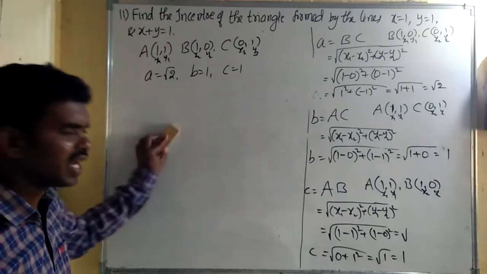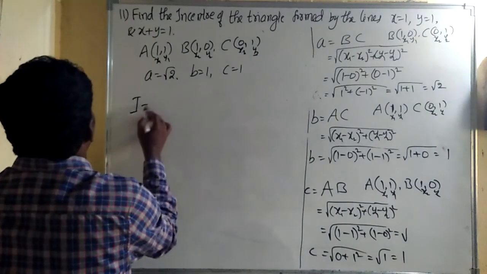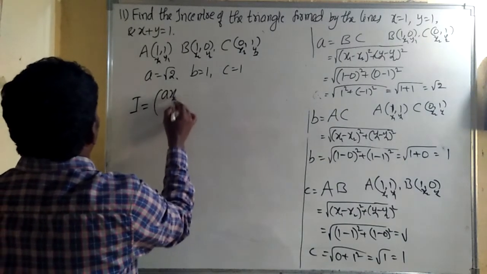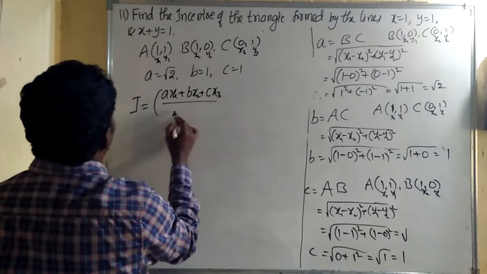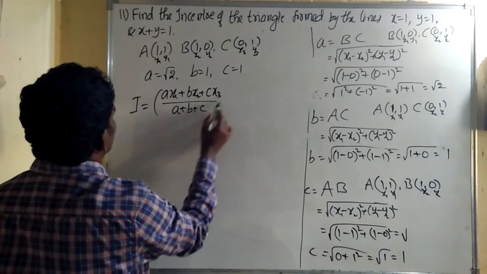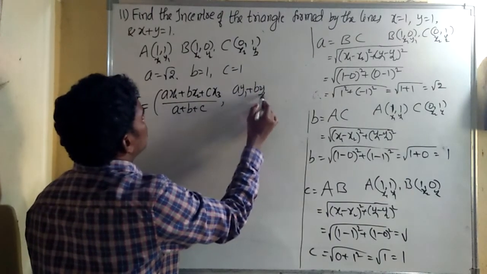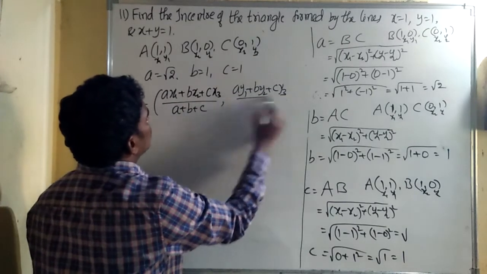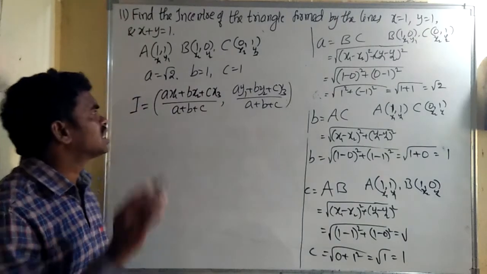Yes, very good. a x1 plus b x2. Tell me. Incentre equals (a x1 plus b x2 plus c x3) by (a plus b plus c) comma (a y1 plus b y2 plus c y3) by (a plus b plus c). This is the Incentre formula.